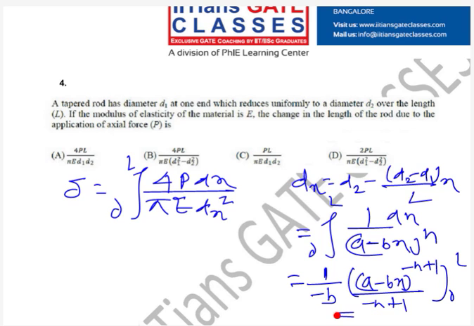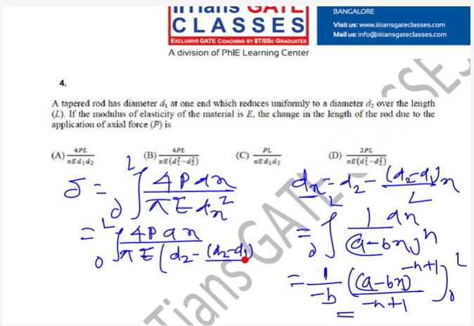Okay, so what I have to do now, I will substitute this here. So what will be my equation? Integral from 0 to L of 4P dx upon pi E, into d2 minus d1 upon L into x, whole square. Is it clear? Now we can integrate.